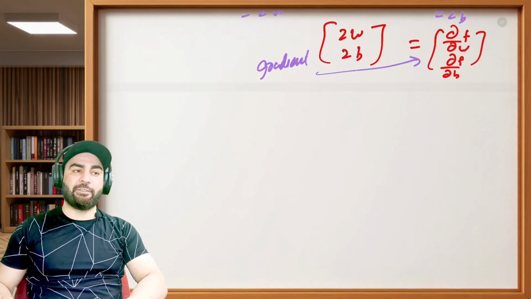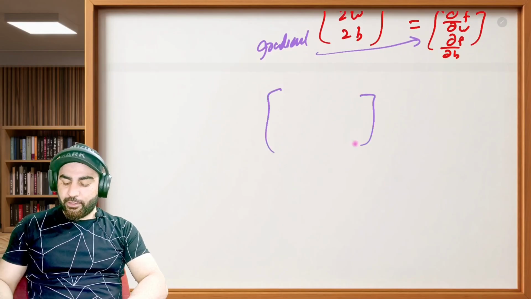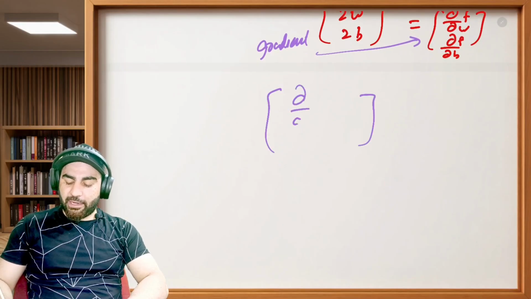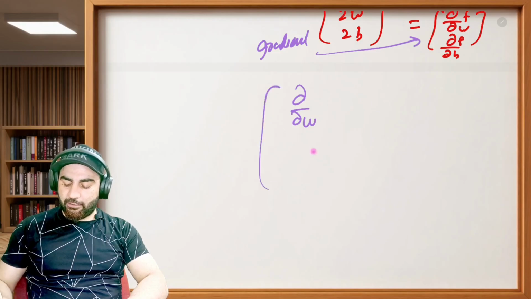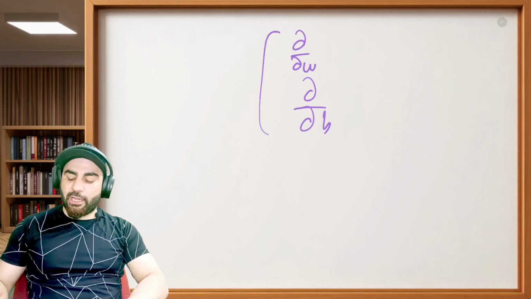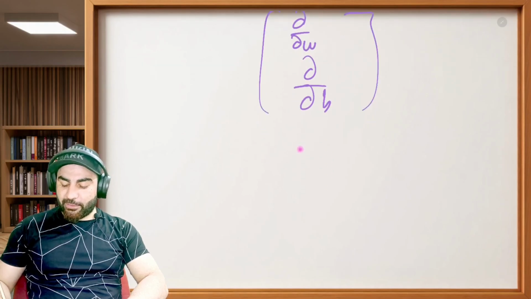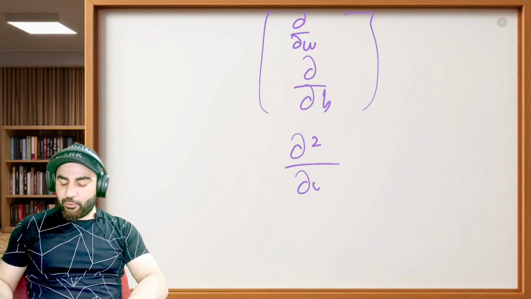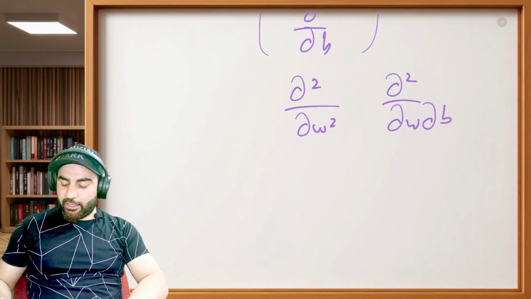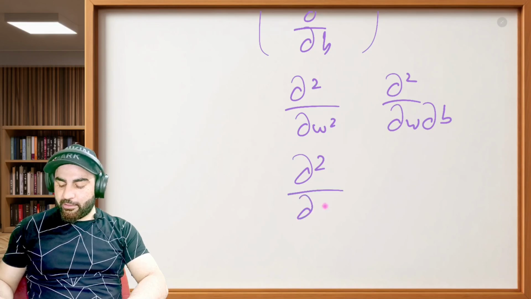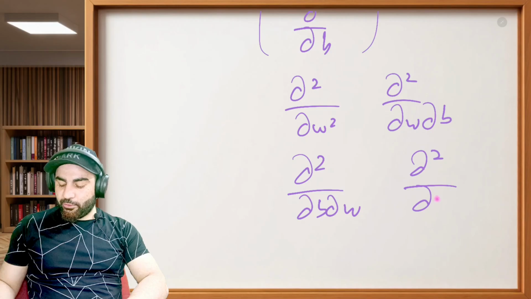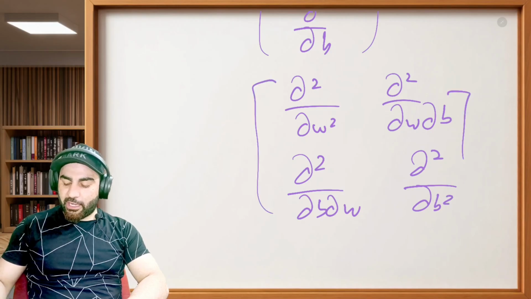You take the double partial derivative, you'll have the Hessian. Initially you'll have, let's suppose, d by dw, then d by dou b. When you now take the second derivative, it will be something of this sort: dou square divided by dou w square, dou square divided by dou w dou b, then dou square divided by dou b dou w and dou square divided by dou b square. So this over here is called a Hessian.